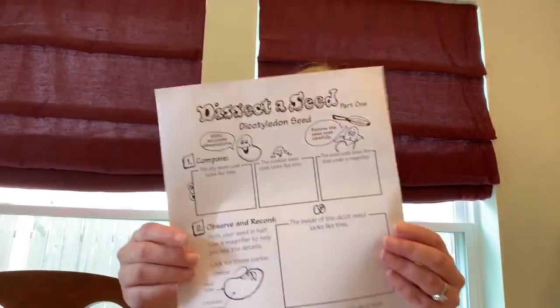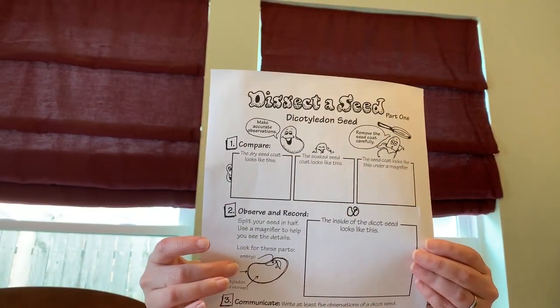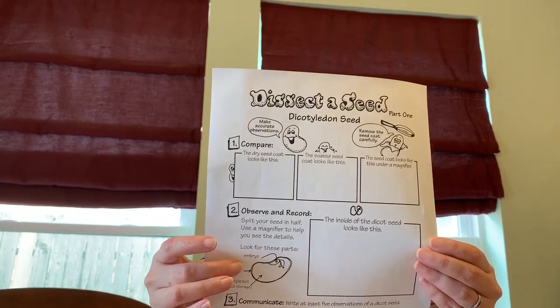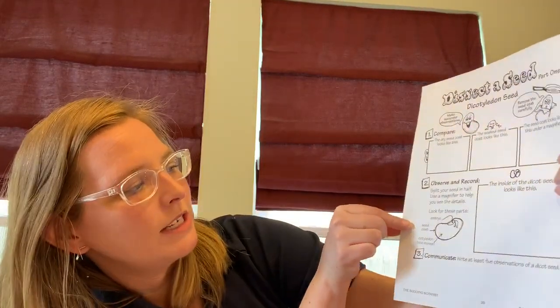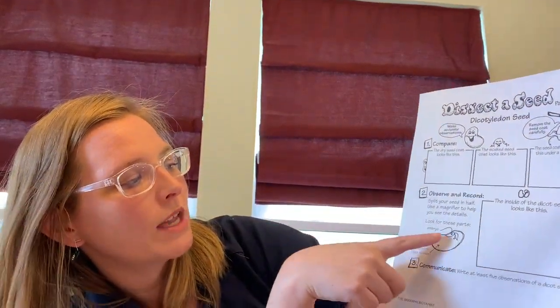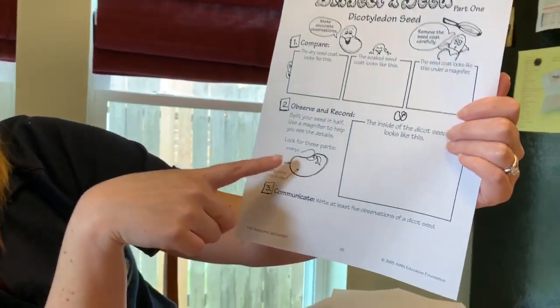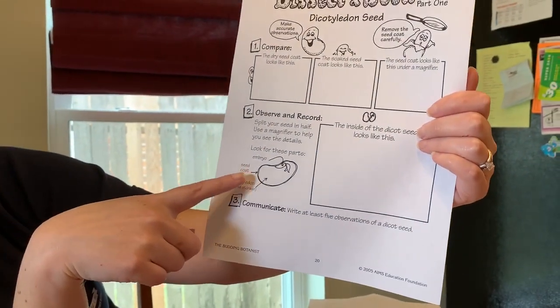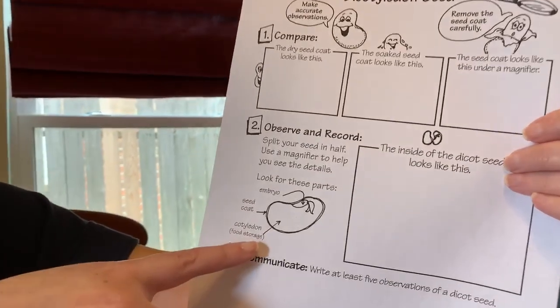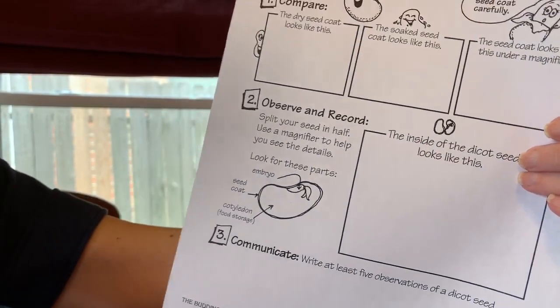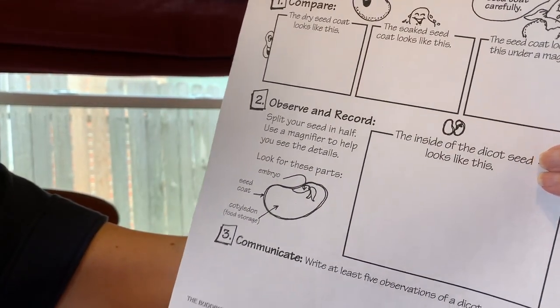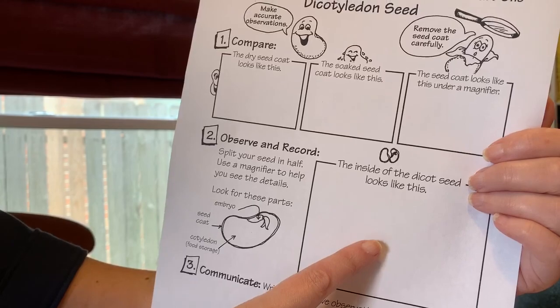Okay, all right. So next, number 2 on the page, it says, observe and record. Split your seed in half, use a magnifier to help you see the details. Look for these parts. We're looking for the embryo, that's the baby plant, the seed coat, which we kind of already seen, and the cotyledon, the food storage. Remember, this is a dicot, so we're gonna see 2 halves for the food storage. And then you're gonna draw a picture of what you see there.